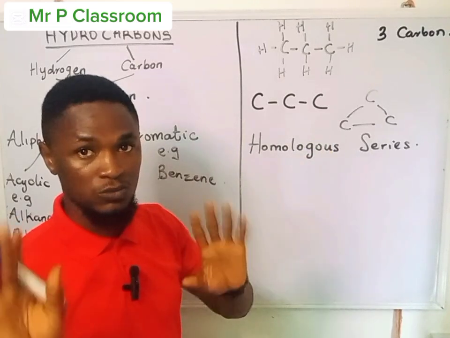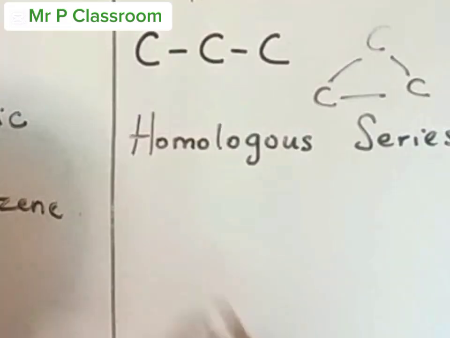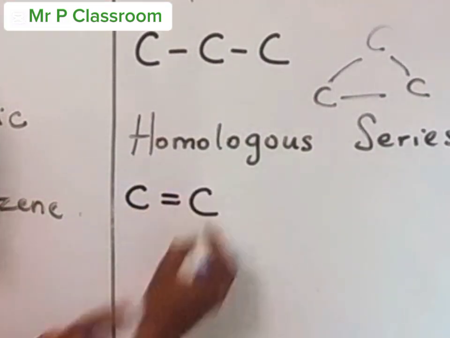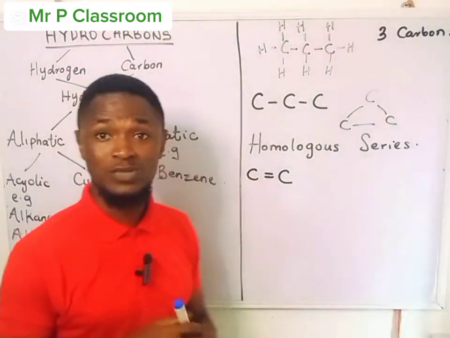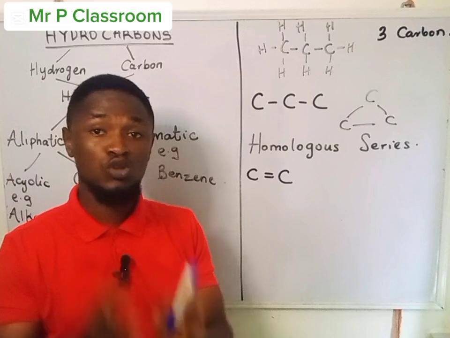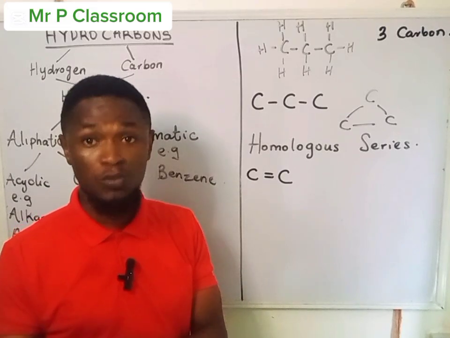Do you understand it now? Good. Now, what if you had something like this? Are you seeing? Now we have 2 dashes. That means double bond. Exactly, double bond.